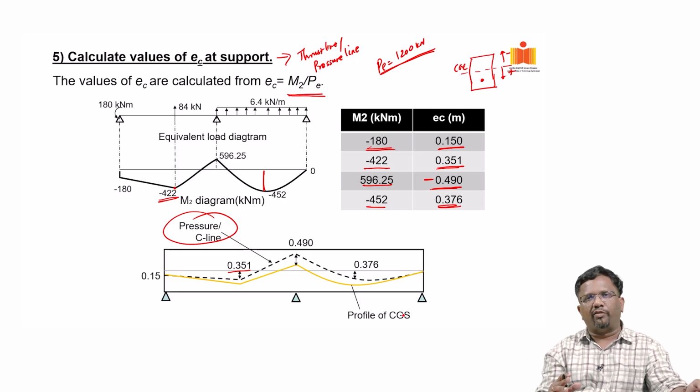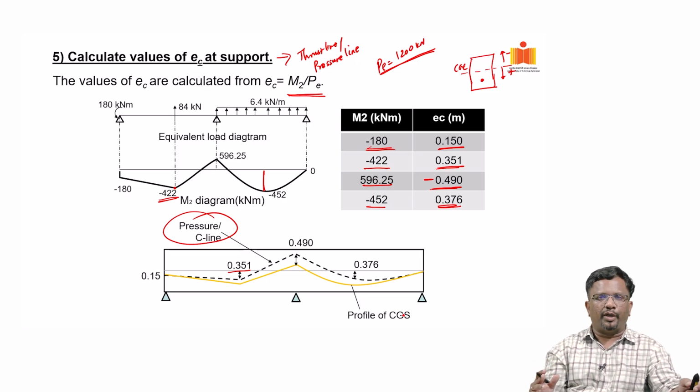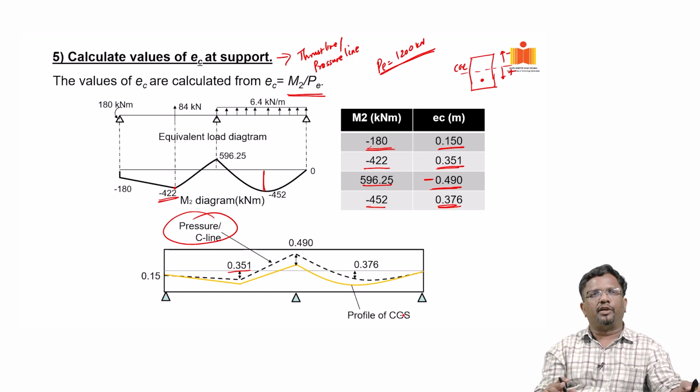So, you not only have M1, you also have M1 prime. You need to use the M2 diagram for your design. Secondary moments cannot be ignored in the design calculations, because secondary moments can actually offset the design. So, that is what we are trying to tell.